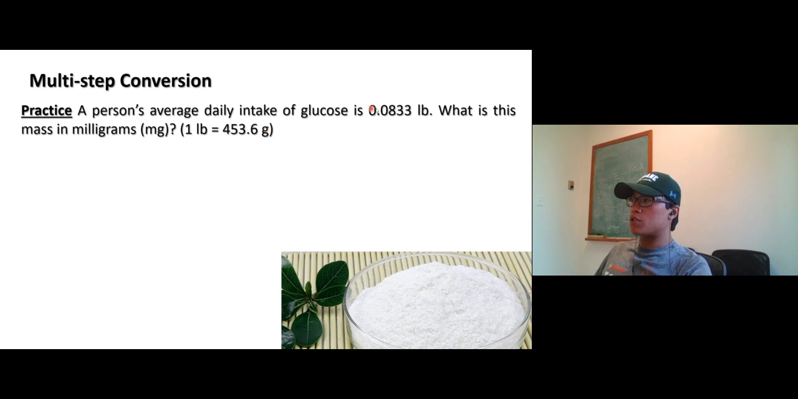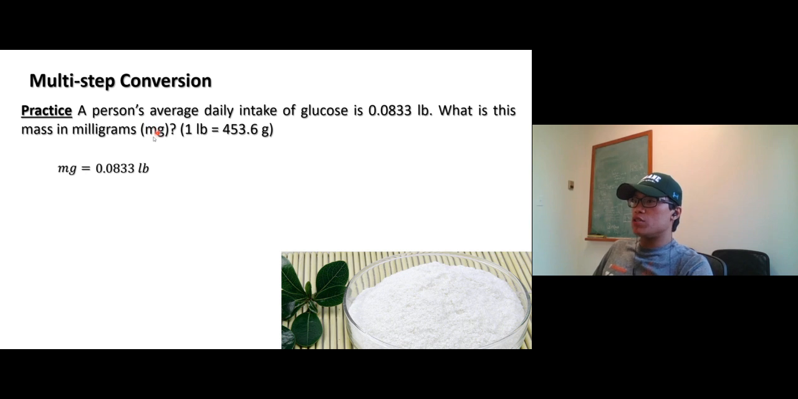So there are 2 steps here. Pound to grams and gram to milligrams. All right, so let's start. Now the unit that we want is milligram. So what we have is 0.0833 pounds. Now let's convert pound to gram first, and then gram to milligram.